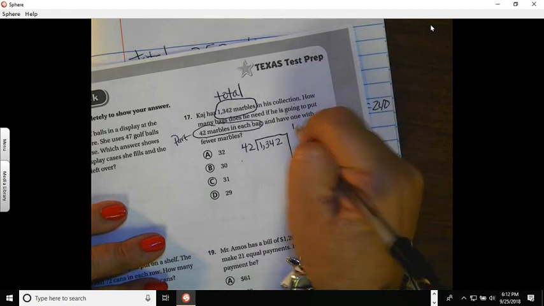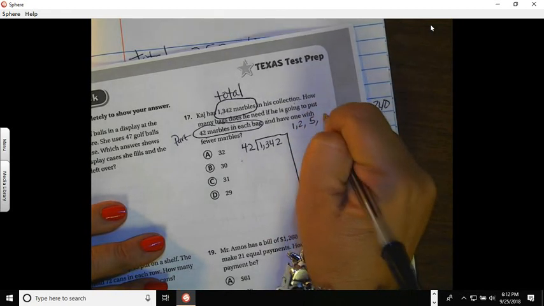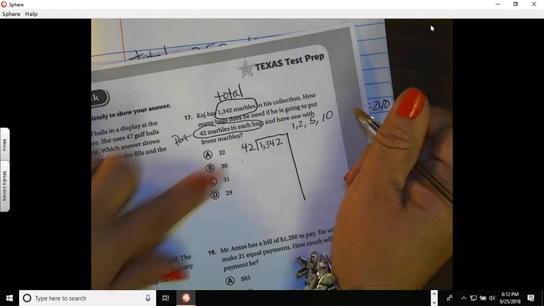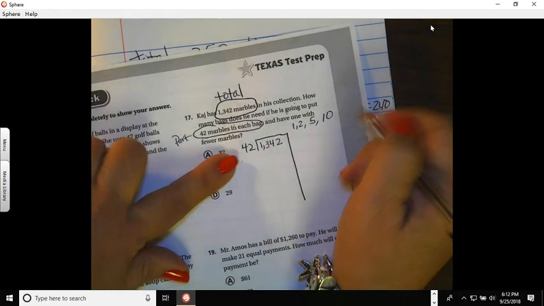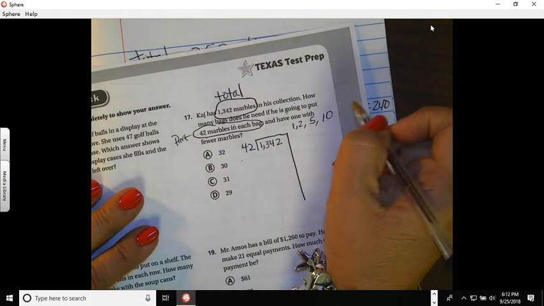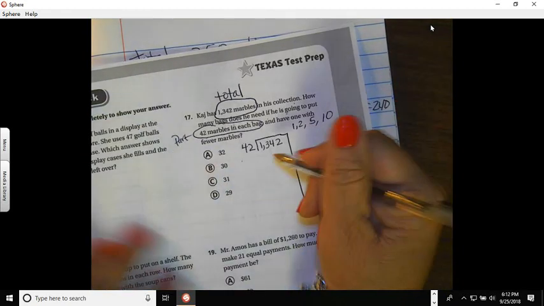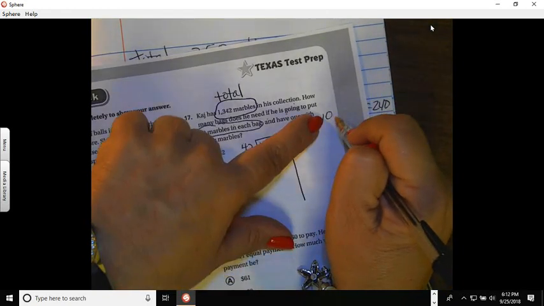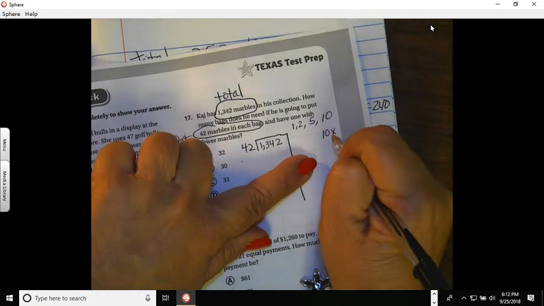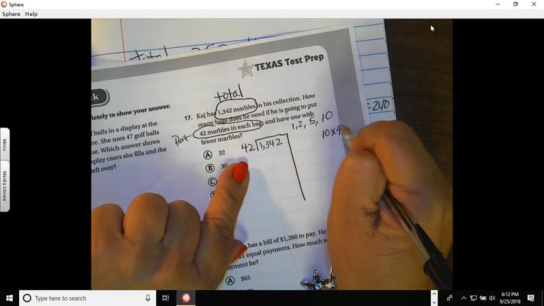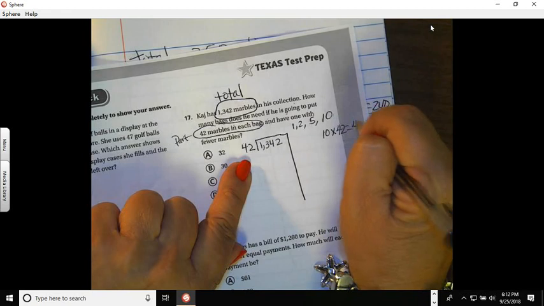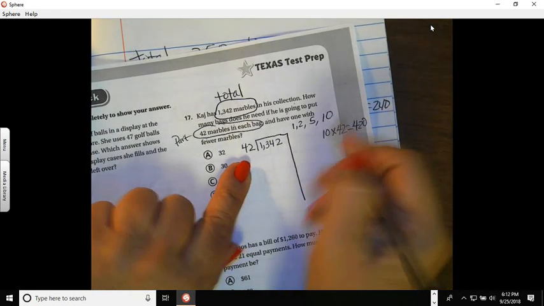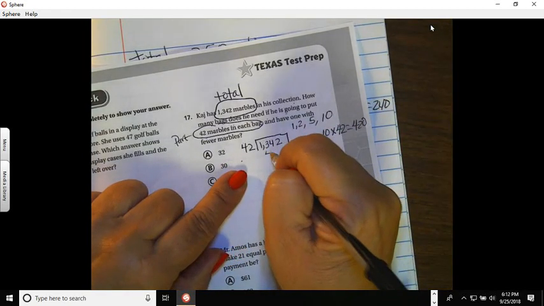Friendly numbers, 1, 2, 5, 10. If I do 100, that's 4,200. So is that too big? Absolutely. That's 4,000, and we have 1,000. So here I'm going to do 10 times 42, which is going to equal 420. And I'm going to subtract that out.